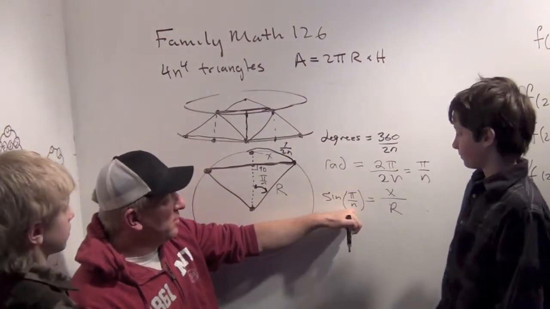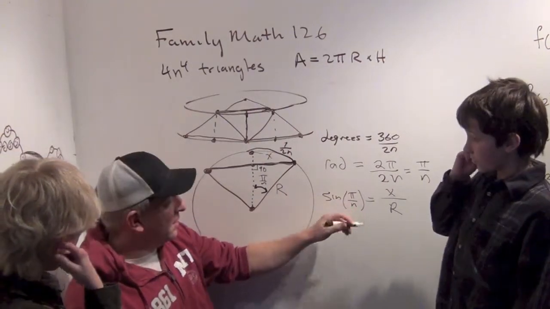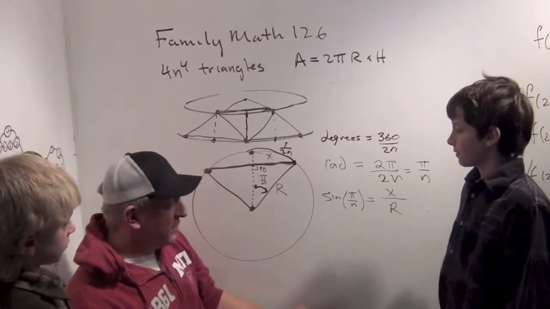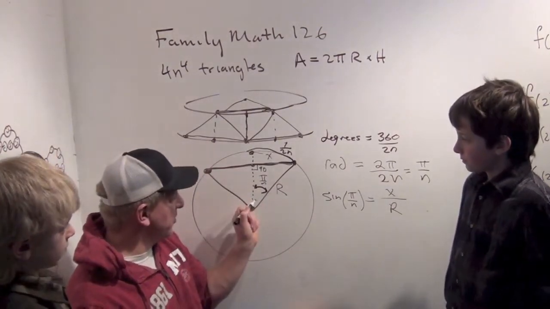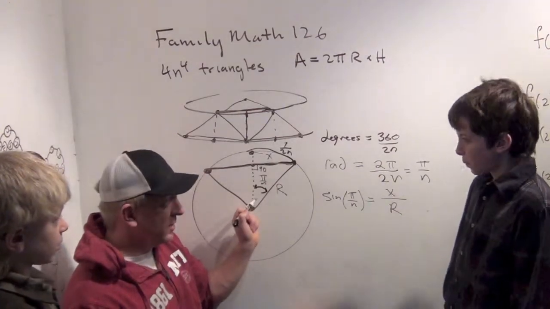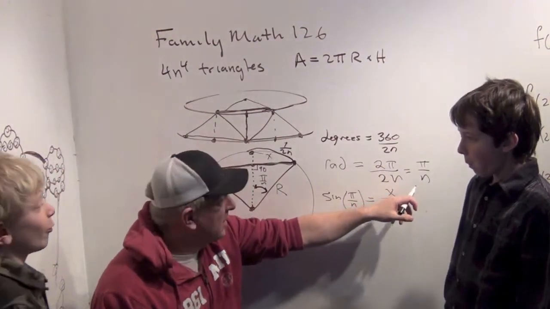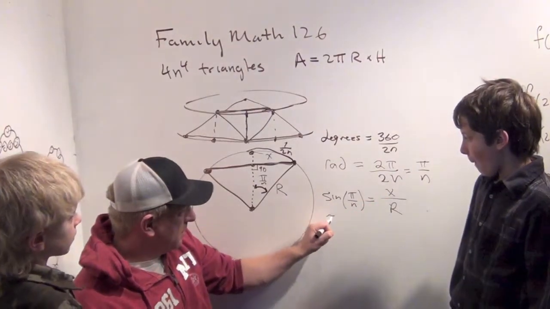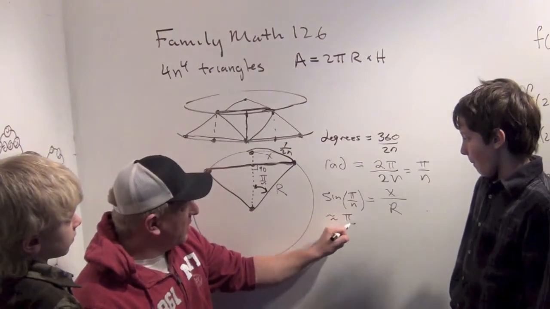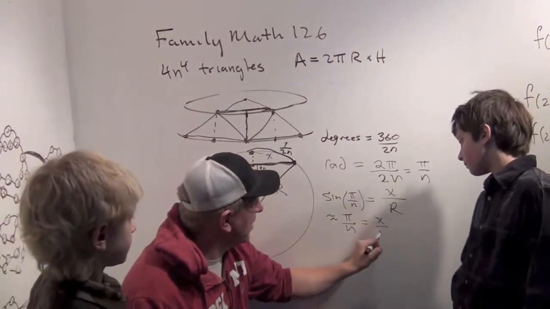But then there's a formula from calculus that says for small angles, for really small angles, for when this angle is almost 0, and that's going to happen when n gets really large, like n is 1,000 or something like that, that this is approximately pi over n. So this equals x over r.